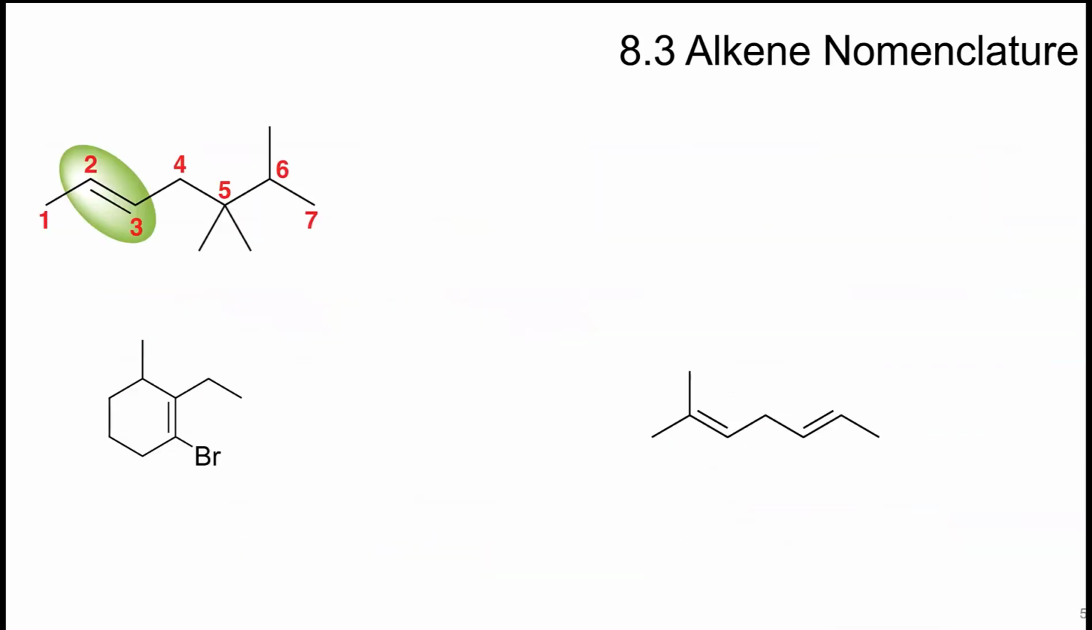If we were naming this substituent, which is numbered here, the carbon-carbon double bond gets the lowest numbering possible. This one ends up being 5,5,6-trimethyl-2-heptene. Or hept-2-ene. If you have a cyclic structure, your carbon double bonds have to be between 1 and 2.